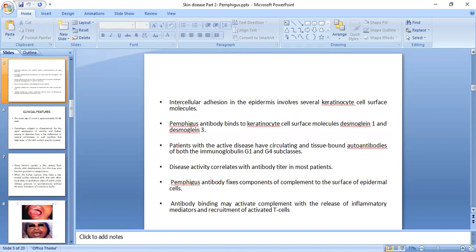Pemphigus antibody fixes complement to the surface of epidermal cells. Antibody binding may activate complement with the release of inflammatory mediators and recruitment of activated T cells.